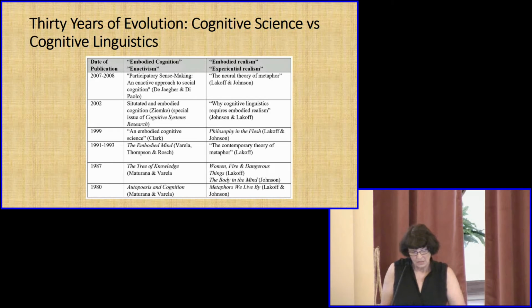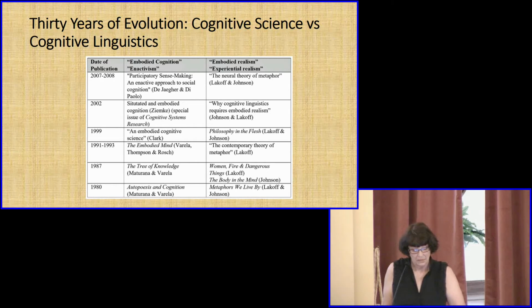This shows a period of approximately 25, 30 years. We look at the bottom, and you can see in 1980, a work by Maturana and Varela, Autopoiesis and Cognition, was published. It was a very important work. Same year that Metaphors We Live By was published. In 1987, The Tree of Knowledge, Maturana and Varela, same year that the works by Lakoff and Johnson came out.